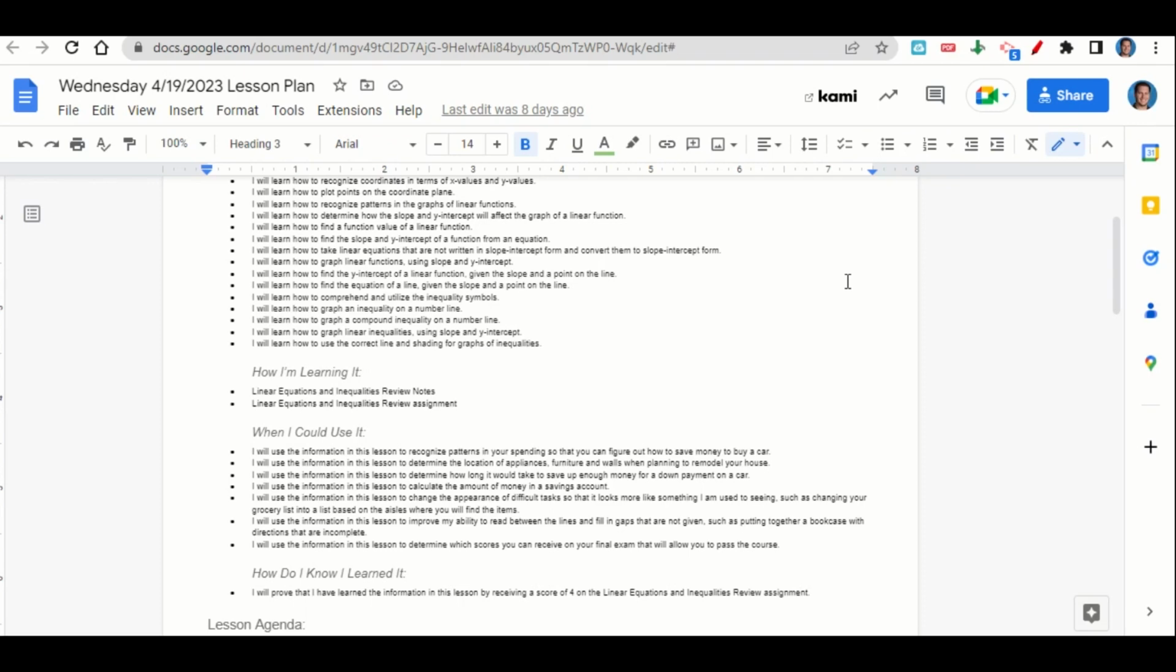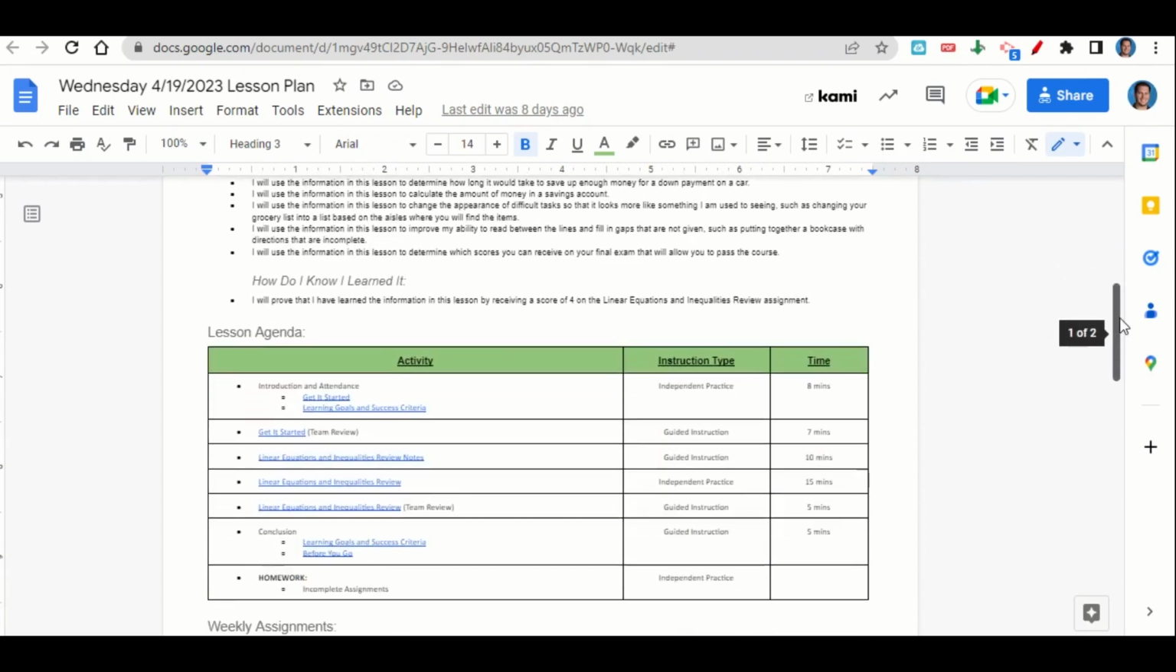How do you know you learned it? By getting a score of 4 on the Linear Equations and Inequalities Review assignment. Now let's take a look at our agenda for today. We will begin by going over the learning goals and success criteria.